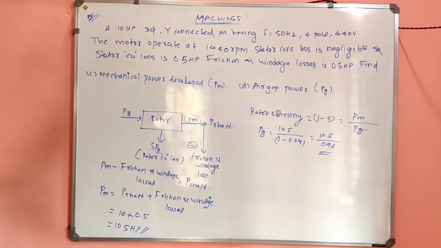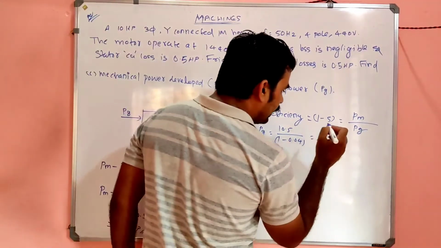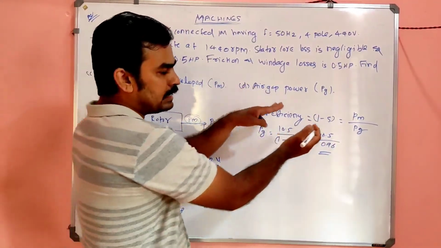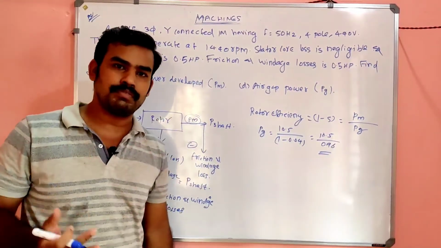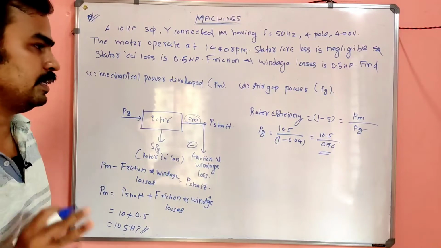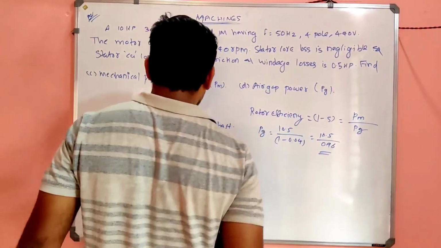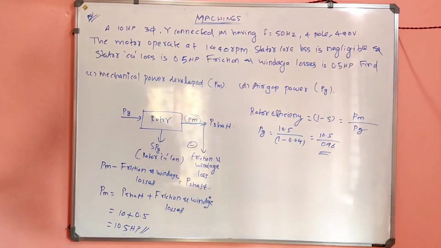See, in examination, these types of complicated decimal division and multiplication will not be there. You can easily cancel and find the answer. So that type of question will be asked in examination. So that's for the air gap power. Let's see the next sub question.